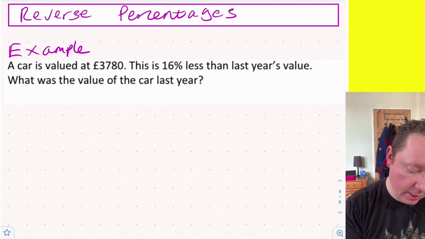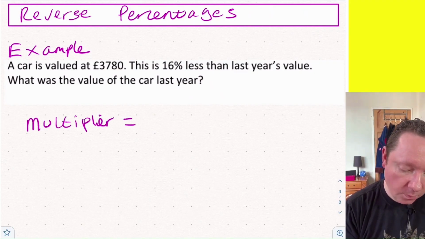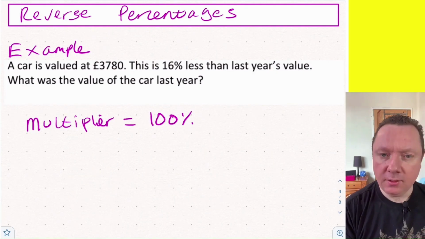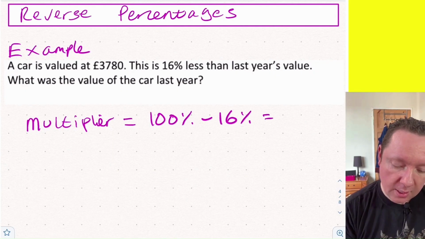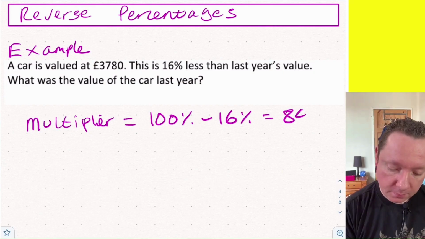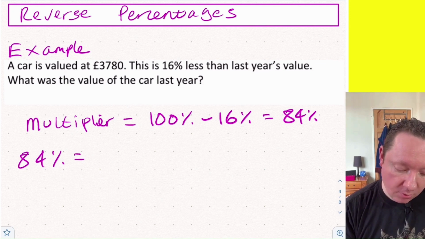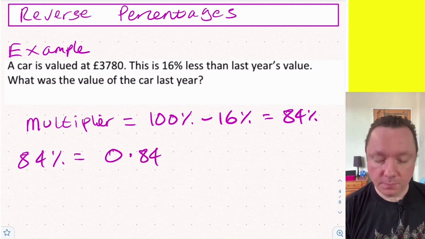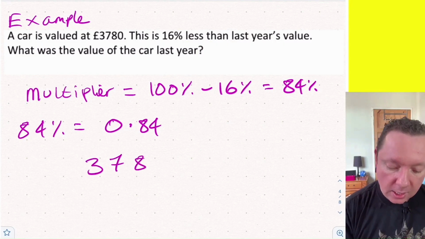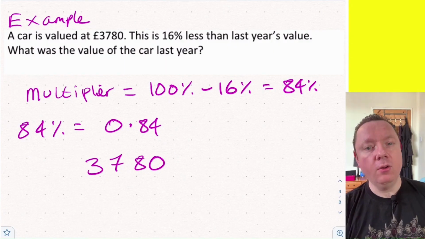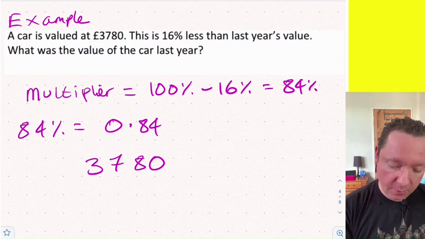Start off in the same way, guys. Multiplier. 100%. 16% less than, went down, minus 16%. That gives me a grand total of 84%. So if we turn that to a decimal, we get 0.84, just dividing it by 100. So to find out the answer to the problem, we take 3780. Now, if we were finding out a new value, what it's going to be, we would times. The opposite of times is divide. So we divide by the multiplier.